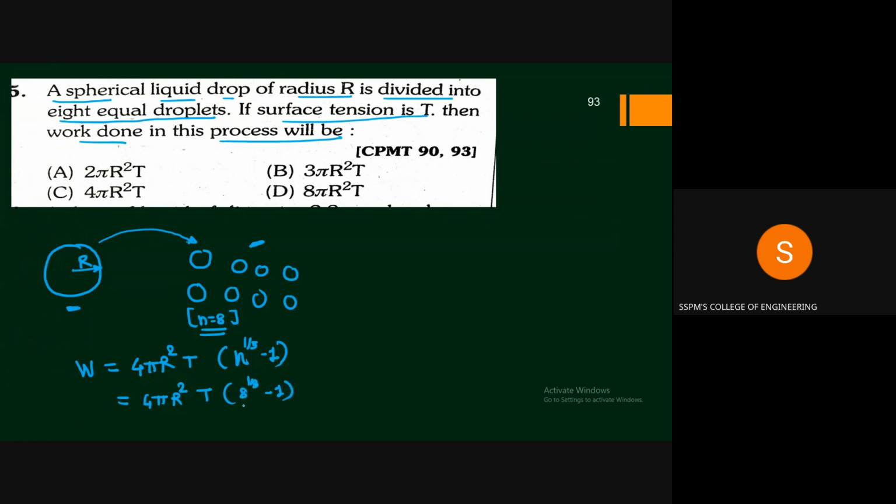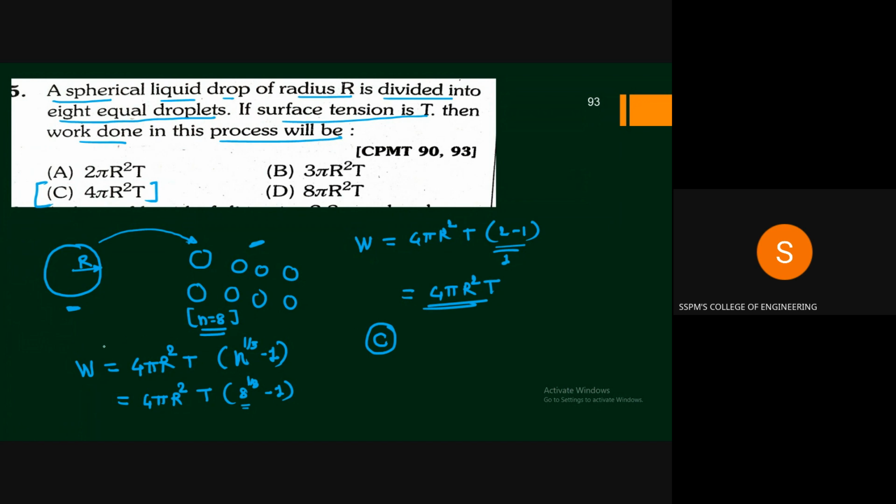Basically here we should take the cube root of 8, that is equal to 2. So W is equal to 4 pi r square capital T, this is 2 minus 1, so finally this is 1. So 4 pi r square into capital T. If you refer the answer, the correct option is option C. It is 4 pi r square into T. So this is the correct option.